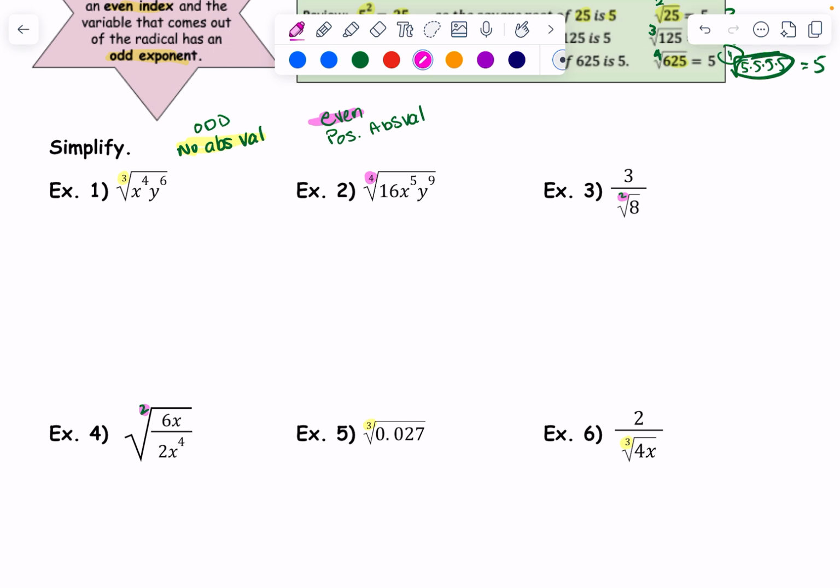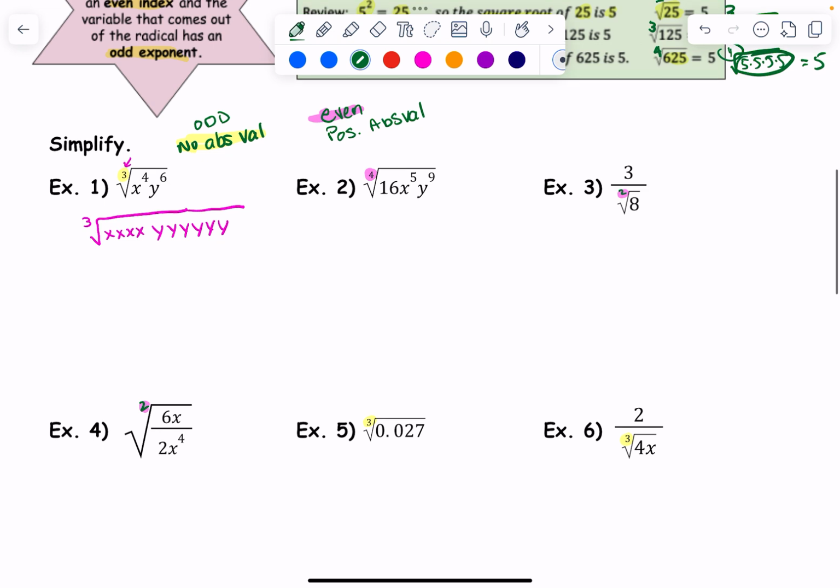We look at the first one, and the index is 3, which means if I have 3 of the same thing, 1 has to come out. Now you do not have to do this, I'm just showing you. Remember, x to the 4th is x multiplied by itself 4 times, and y to the 6th is y multiplied by itself 6 times. So we're looking for 3 of the same thing, and x comes out. 3 of the same thing, a y comes out, and we're multiplying these. 3 of the same thing, a y comes out.